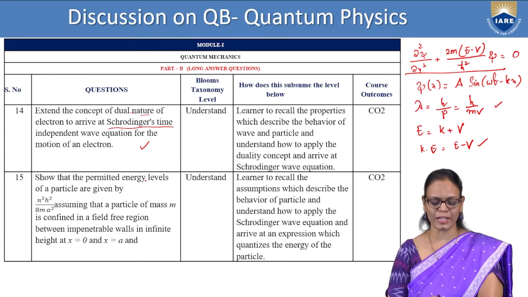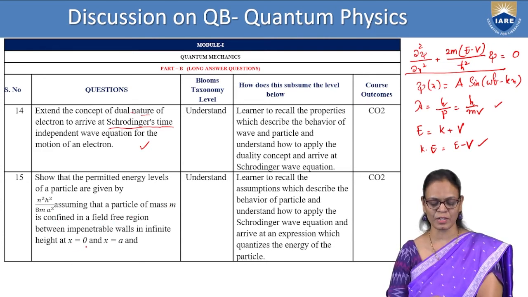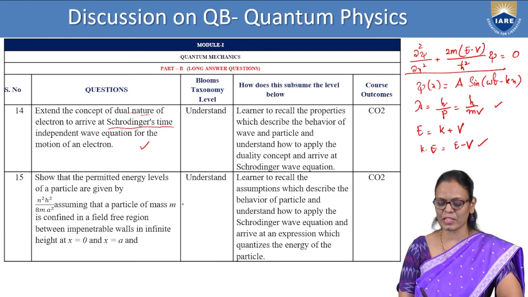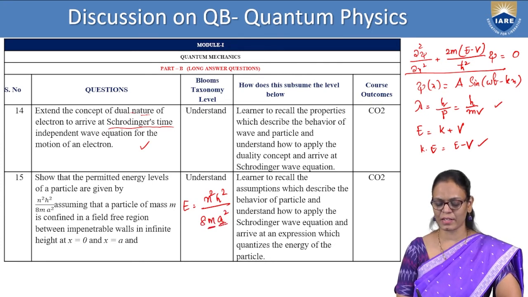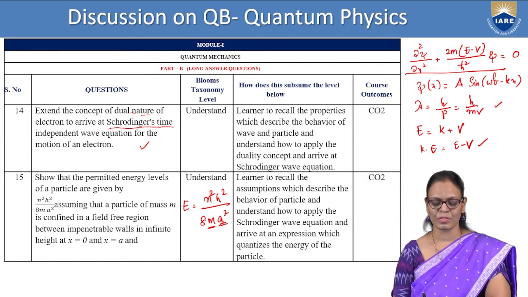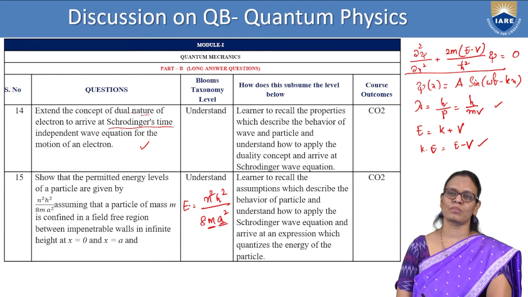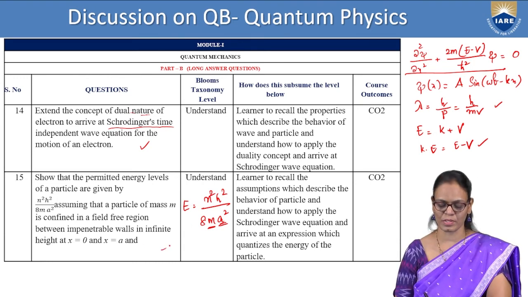Next, show that the permitted energy levels of a particle are given by n square h square by 8ma square, assuming that m is the mass of the particle confined in a field free region, and the limits are x is equal to 0 to x is equal to a. So in short, here we are deriving the expression E is equal to n square h square upon 8ma square. m is the mass, a is the limit. We have seen in the potential box that the limits are from 0 to a. So derive the expression for E. That is the application, the one-dimensional potential box problem.